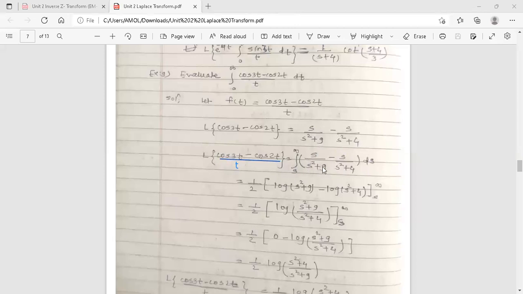The integration of s upon s square plus 9: the derivative of s square plus 9 is 2s. If you multiply and divide the term by 2, here it will be 2s, which is the derivative of s square plus 9. So the derivative is adjusted in the numerator. So its integration is log of s square plus 9, minus, the same for the second term: multiply and divide the term by 2, so in the numerator the term is 2s. The derivative of s square plus 4 is 2s, which is adjusted in the numerator. So the integration of 2s upon s square plus 4 is log of s square plus 4. This is the formula of integration when the derivative of the denominator is adjusted in the numerator. The formula is this one, with 1 by 2 as a constant for both the terms, because we have divided and multiplied the term by 2, and limits s to infinity.